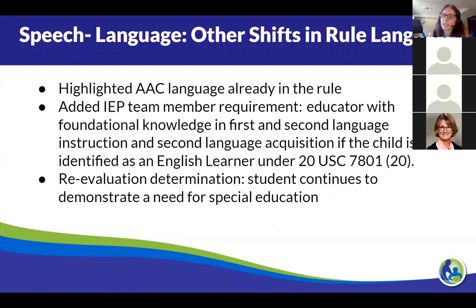And then reevaluation determination. That was a change in the rule. All the rules that were changing, we're putting this language in. If the student continues to demonstrate a need for special education, that is sufficient for reevaluation. That does not mean that you shouldn't do any testing or assessments, right? Like there's 2 purposes to evaluation.